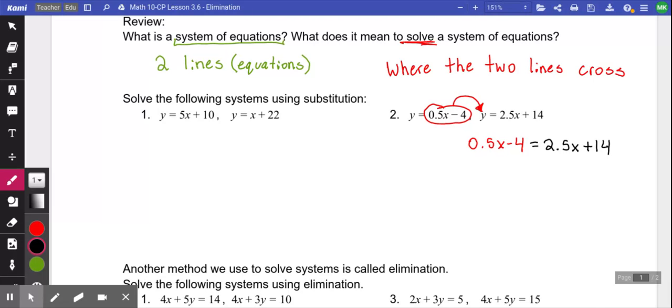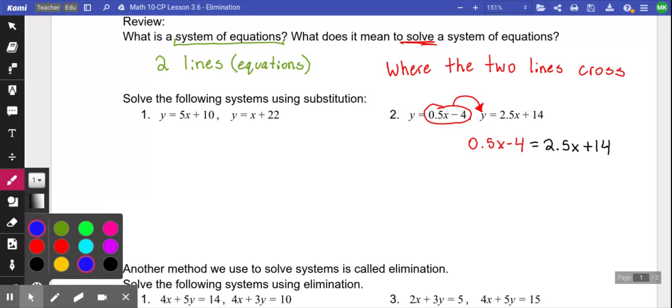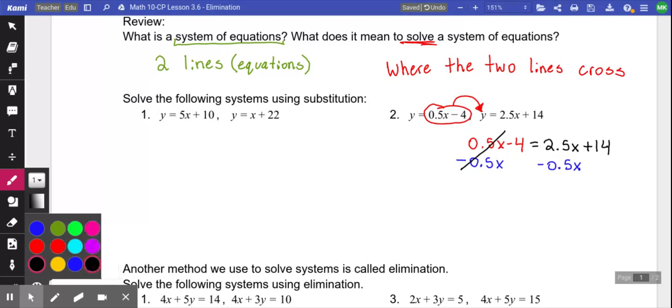Now your goal was to get the x's to be on the same side of the equal sign. So I'm going to take this 0.5x and I'm going to move it to the other side of the equal sign. You do that by using addition or subtraction. In this case, I'm going to subtract 0.5x, and I'm going to do it from both sides. The reason I choose subtraction is because 0.5 minus 0.5 will get rid of those x's on the one side, and it'll move them to the other side.